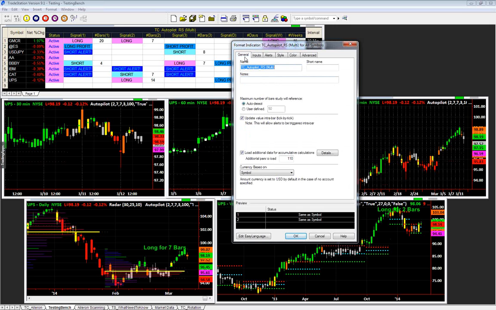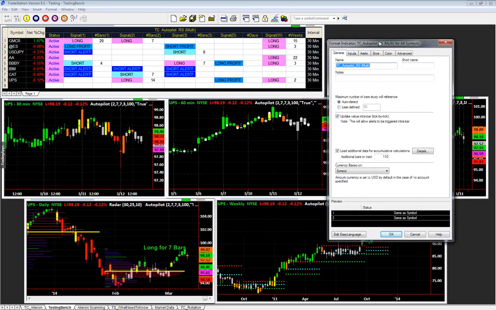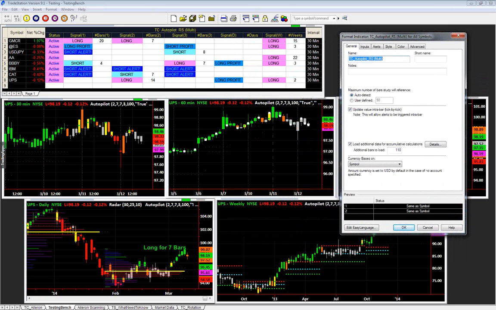You need to make sure that in the general area, I'm going to bring this over here so you see it very clearly. This is very important to look at. In the general area, you see the general tab here of your format the indicator. You leave it to auto detect, which will be set on, uptake your values intrabar, tick by tick, and load additional data for the accumulation of calculations. Very important that you have at least 101. We set it to 110.